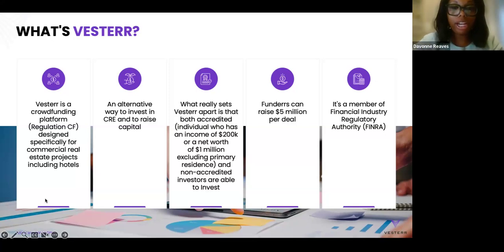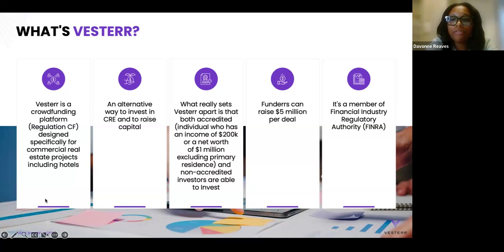For those who don't know what an accredited investor is, it's someone who has a net worth of $1 million or more, or income of $200,000 or more. And that net worth excludes your primary residence. We do have some deals where non-accredited investors are able to invest, depending on the minimum. Funders can raise about $5 million per deal.